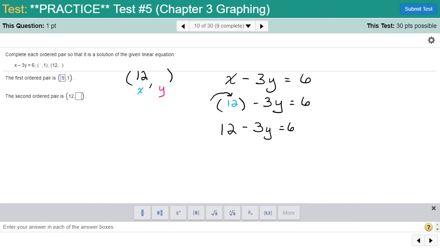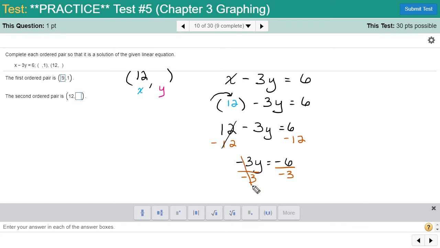So let's go ahead and clean this up just a little bit. And we know the first thing to do to start to isolate this y value is let's subtract 12 from both sides. Doing that will yield, well, 12 minus 12 is gone, so the only thing we have remaining on the left is this negative 3y is equal to, and here on the right, 6 minus 12 gives us negative 6. And for our final step here, we will isolate the y variable by dividing both sides by the coefficient, negative 3.